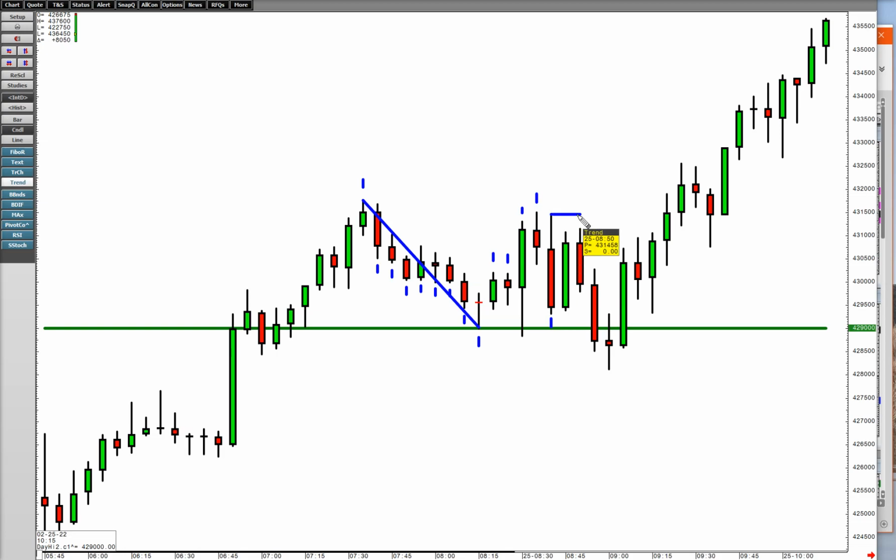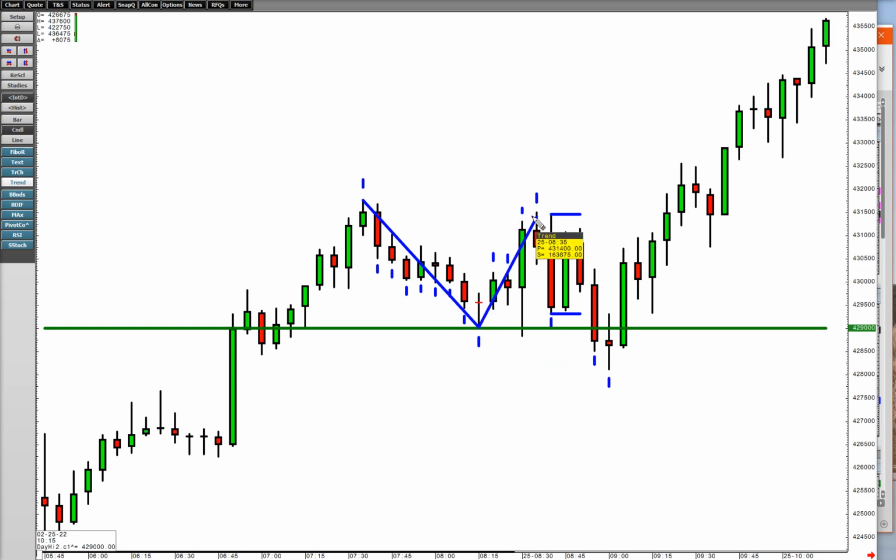This is a hoagie right here. We have this bar here. So to me, nothing that happens inside that hoagie is significant. The next time we take out either the high or low of this bar is where I would draw in my next bar. And here it's a lower low, lower high, lower low, lower high.